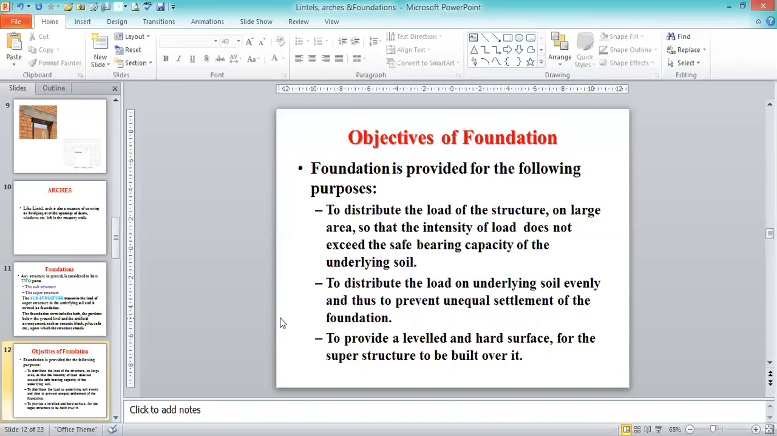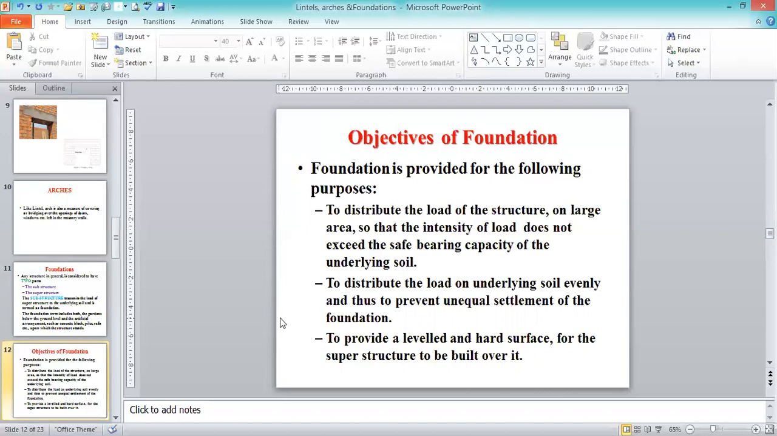What type of structure we are going to build, whether it is a residential building, a commercial building, or an industrial building, depends on its function. Based on the type of structure, the foundations also vary, and our foundations are designed in different ways.